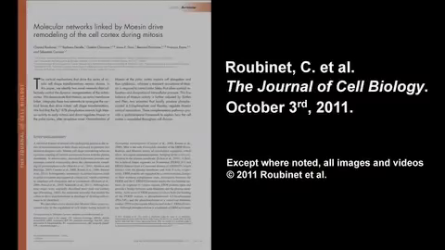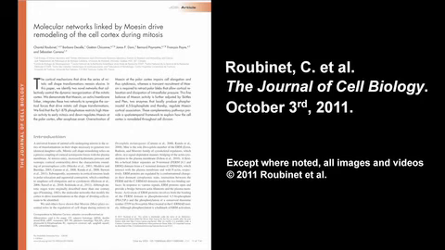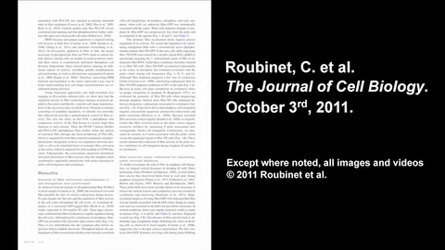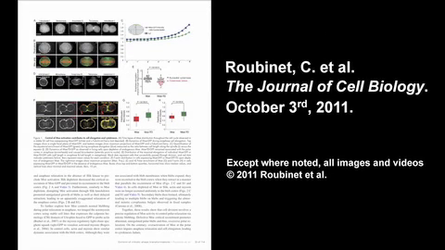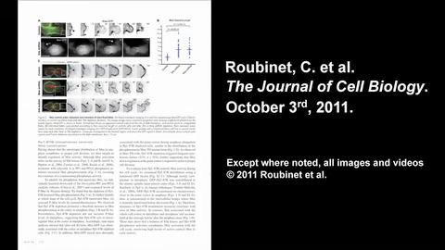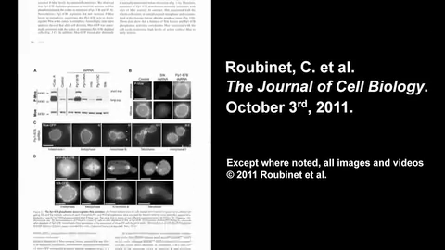Carréno and colleagues are now investigating how the proteins controlling PIP2 synthesis and Moesin phosphorylation are regulated over the course of the cell cycle. But in the meantime, you can learn more about the regulation of Moesin and its contribution to mitotic cell shape changes in the paper by Roubinet et al., published in the October 3, 2011 issue of the Journal of Cell Biology.